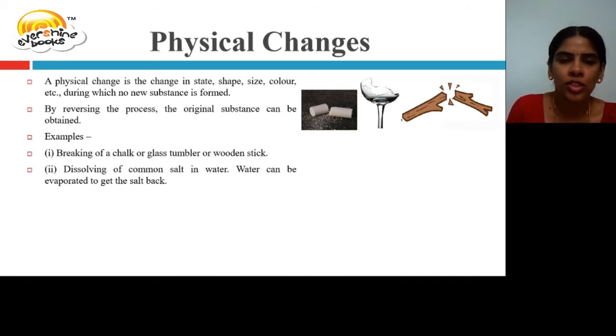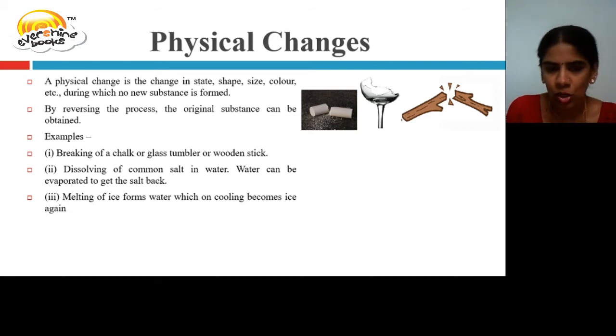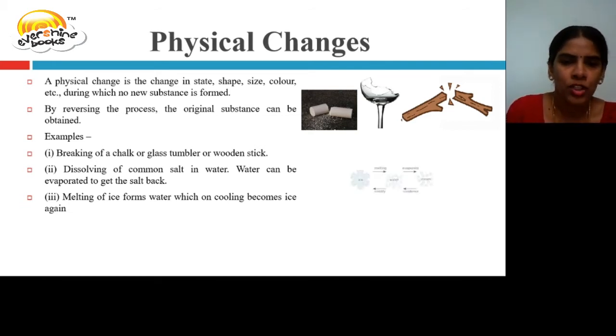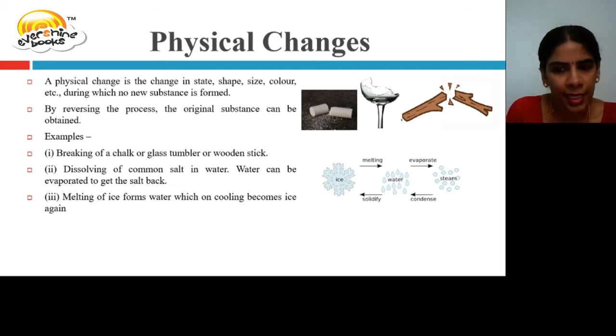Dissolving of common salt in water. Water can be evaporated back to the salt. Melting of ice forms water, which on cooling becomes ice again. Yes. When you melt the ice, it becomes water, and when you solidify the water, it becomes ice.